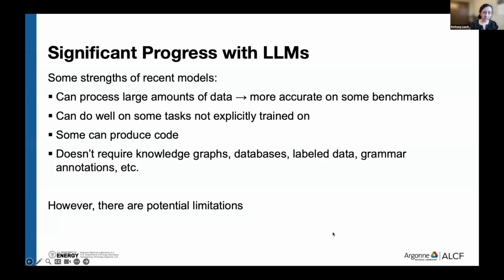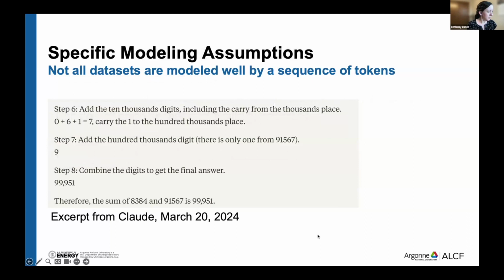And unlike some previous approaches for AI applied to language problems, LLMs generally don't require knowledge graphs, databases, labeled data, or annotating the grammar in sentences. But there are some limitations. One is, as Carlo touched on, in large language models we're making a specific modeling choice for the data. We're representing the data as a sequence of tokens, and then embedding those tokens. And not all data sets are modeled well by a sequence of tokens.